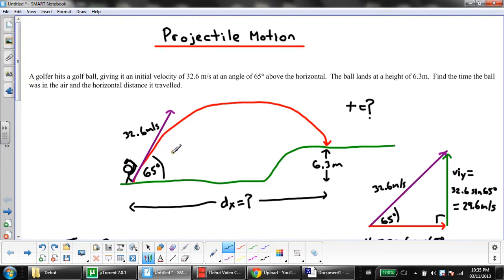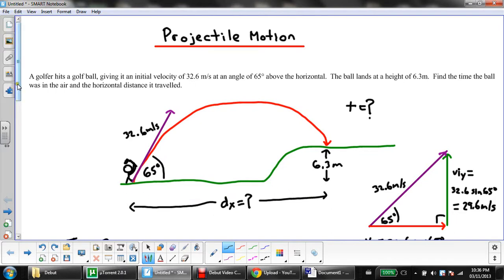Okay, another sample problem on projectile motion. A golfer is hitting a golf ball. Here he is, there's his beautiful club, beautiful diagram. It's traveling at 32.6 meters per second, but at an angle of 65 degrees above the horizontal. The ball lands at a height of 6.3 meters. Find the time that the ball is in the air, and how far it travels.